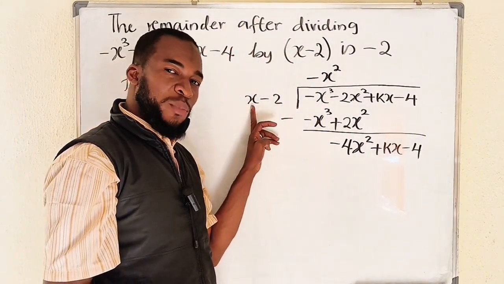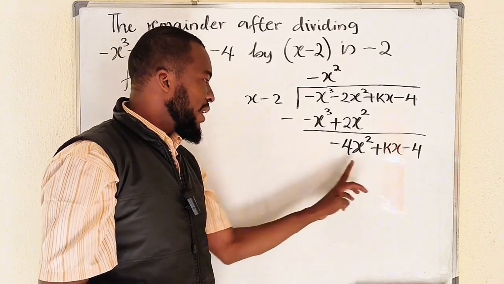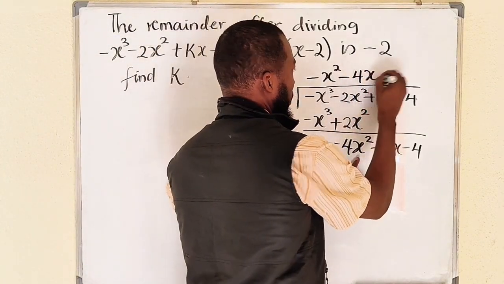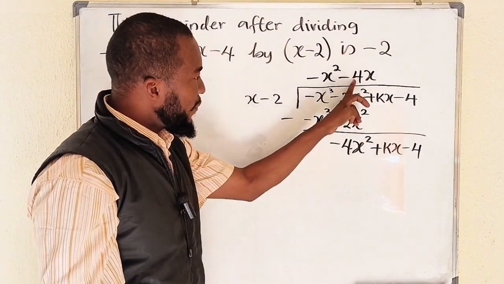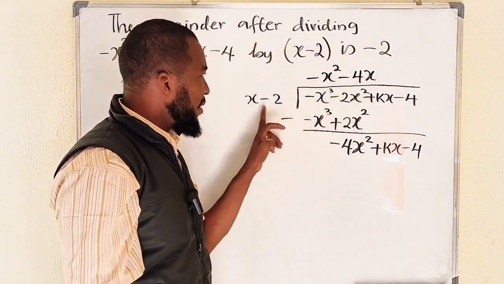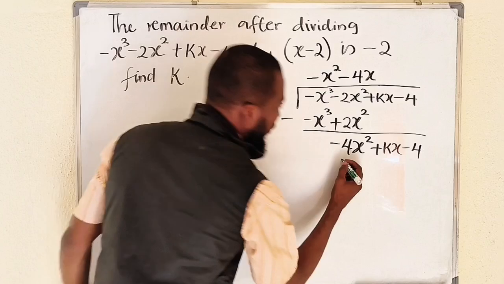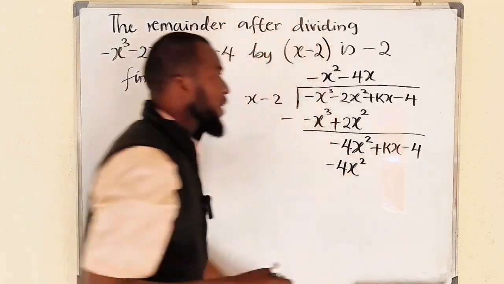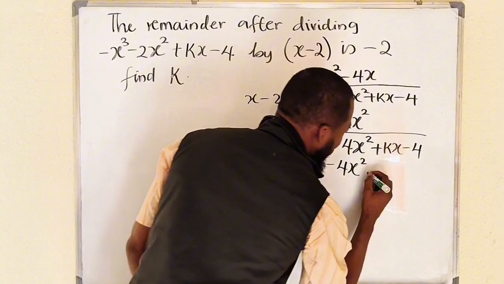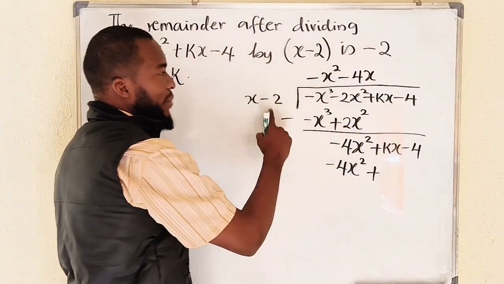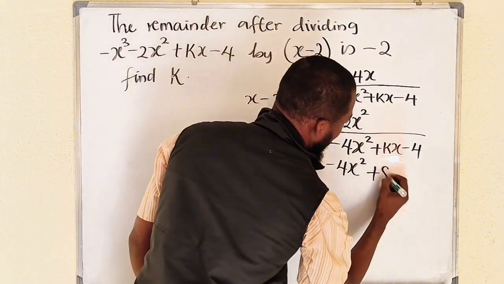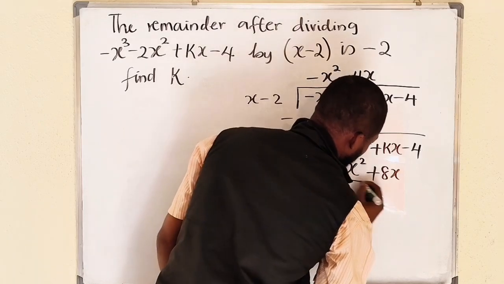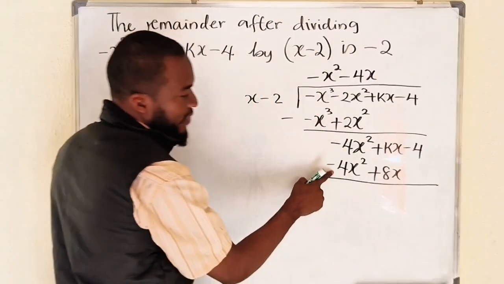Next, we repeat the same process. Take x, plug it here. You have negative 4x. Then that negative 4x is multiplied by these two terms. Negative 4x times x will give us negative 4x squared. Negative times negative is positive. 4x times 2 is 8x. You subtract. This minus this is 0, right?